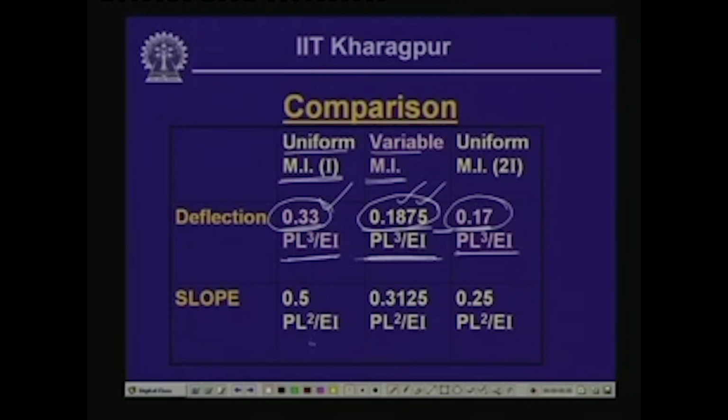Now, also if you look into the value of the slope, in the uniform case we get 0.5 PL square by EI. When we have constant 2I, we get half of that, 0.25. When we have 50% as 2I, we get 0.3125. That means, from 0.5 it gets reduced to 0.3125, and from 0.3125 to 0.25, the reduction is not to that extent.